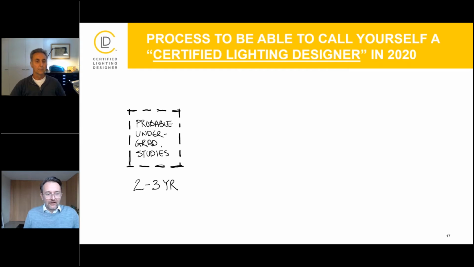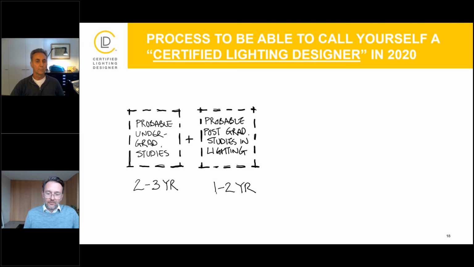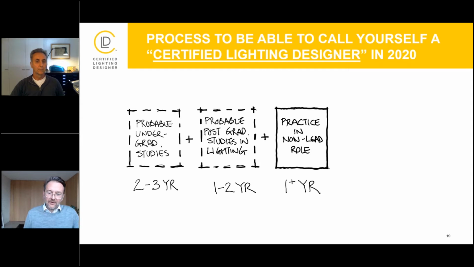Probably you've completed an undergraduate study in a creative field, typically 2 to 3 years. You've then probably done your postgraduate studies in lighting, which would take another 1 to 2 years. You would then find employment and work your way up to a lead role, at least 1 year, and probably many, many more. Certainly in our practice, it would be unusual to be in a lead role in less than 2 or 3 years.